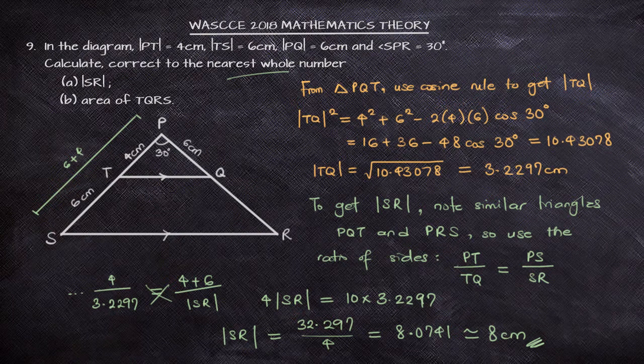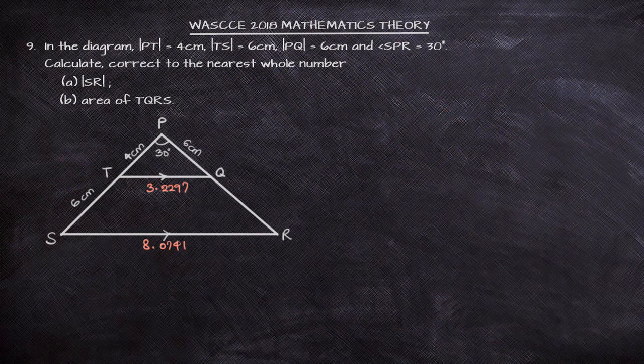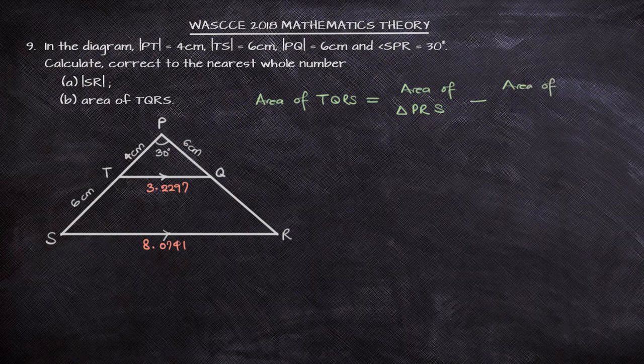So now we can go ahead to try and find the area of the plane shape TQRS. But let's label our diagram. We have 3.2297 and we have 8.0741. So here we want to find the area of the plane shape TQRS. But to find the area of TQRS, we need to notice that we can find this area by subtracting the area of the small triangle from the area of the big triangle. So if we find the area of the bigger triangle PRS and we subtract the area of the small triangle PTQ from there, we are going to find the area of the plane shape TQRS that is being shaded in the diagram.